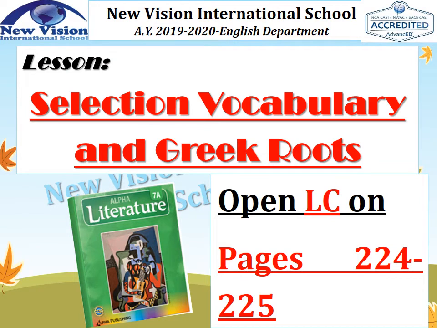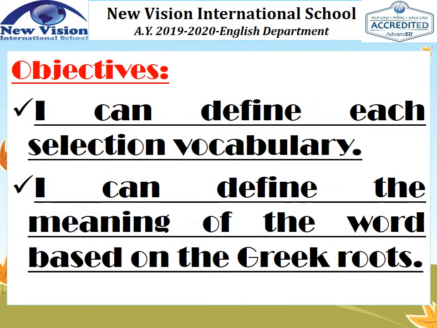Today's lesson is selection of vocabulary and Greek roots. Open with me your literary companion on pages 224 and 225. Are you ready? Great! For our objectives, let us say them one by one. I can define each selection vocabulary, and I can define the meaning of the word based on the Greek roots.